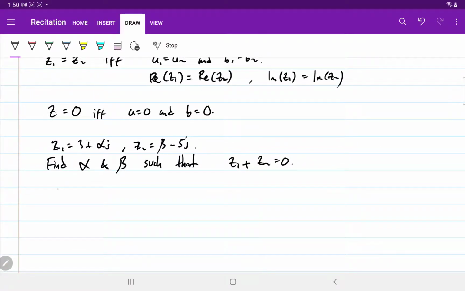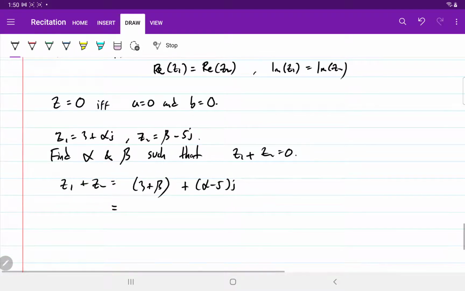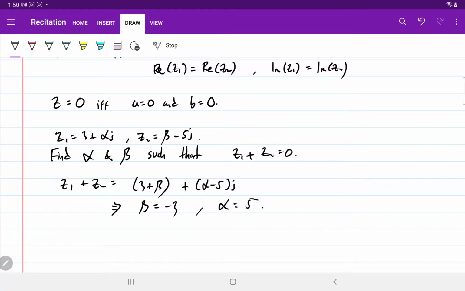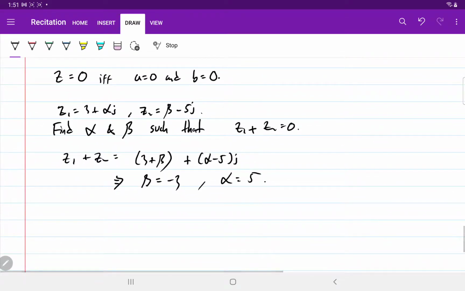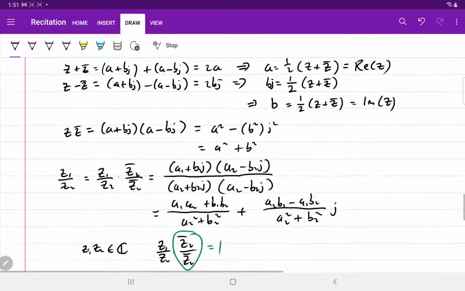So let's see. z1 plus z2 is 3 plus beta plus alpha minus 5j, right? So if you want this addition to be 0, then beta must be minus 3 and alpha should be 5. Okay, so these are the rules.